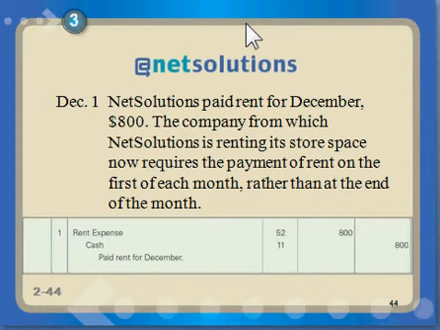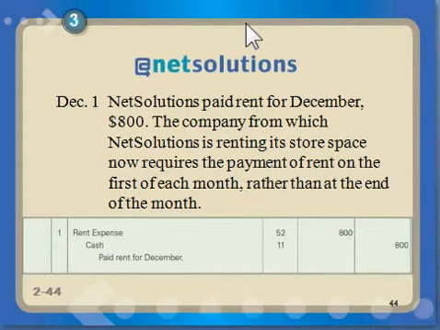We're starting back up on page 60 in our book, and we're going to look at the transactions for the month of December for Net Solutions. First transaction we covered in the last section, and that was $2,400 for prepaid insurance. On December the 1st, Net Solutions paid rent for December for $800.